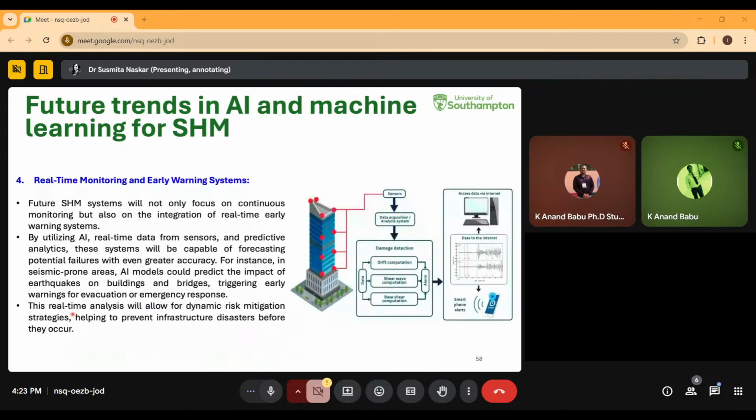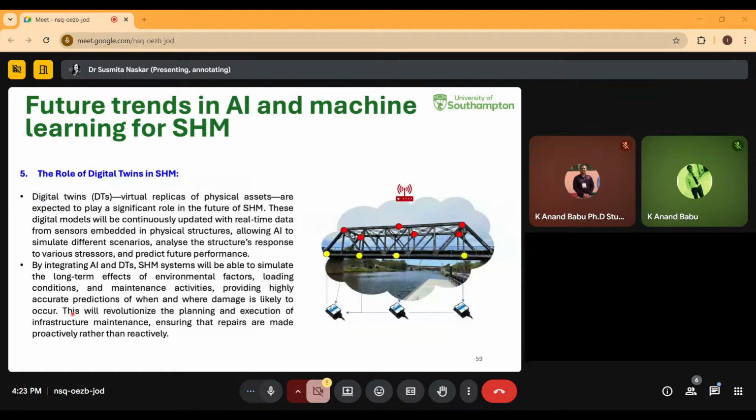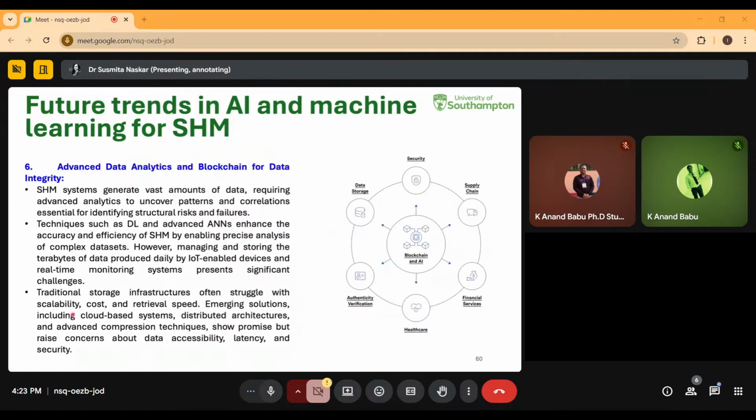Then the real-time monitoring. When we are talking about real-time monitoring, not only the monitoring, but we also want the early warning. We do not want to only be monitored. We also want to get the early warning that, okay, fine, this is not working, so we need to take some action immediately. And then the digital twin, where we develop the exact real-life structure through the sensors. We are sending the data. We are actually making a real-life structure digitally and trying to understand how it could possibly behave, right?